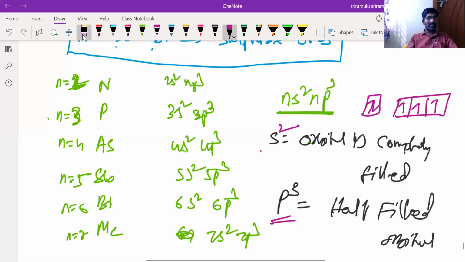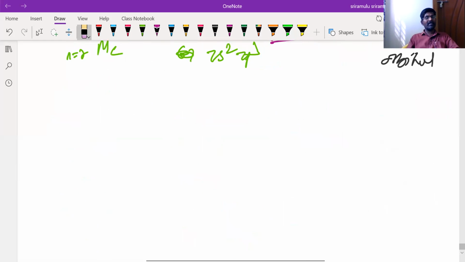Okay, so this is the thing about electronic configuration. Next, I want to discuss the atomic and ionic radius of these compounds. Generally, here we want to discuss covalent or atomic radius.